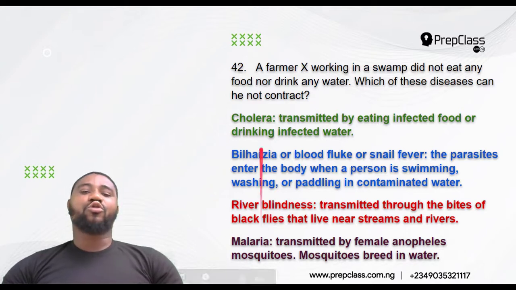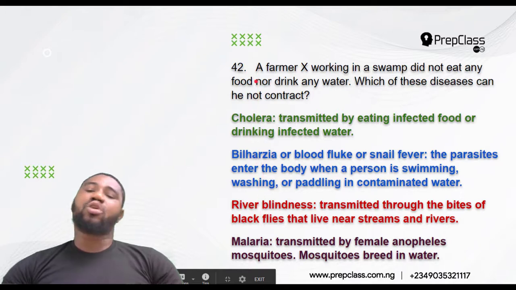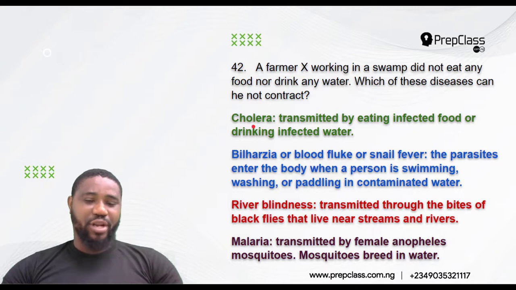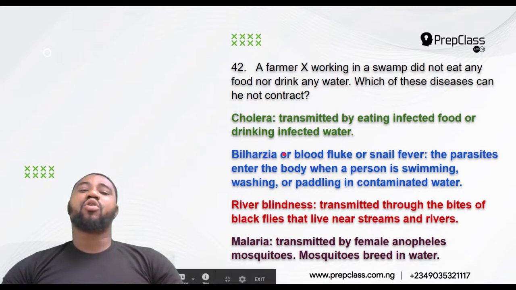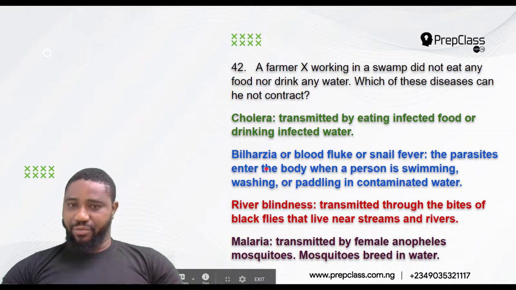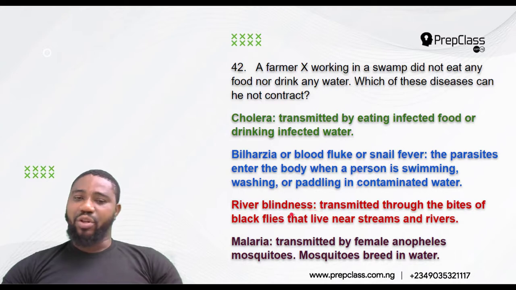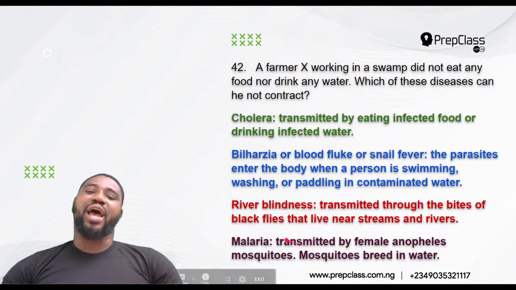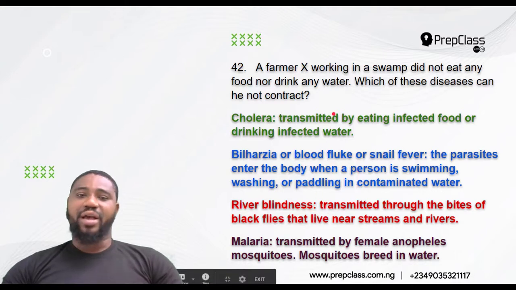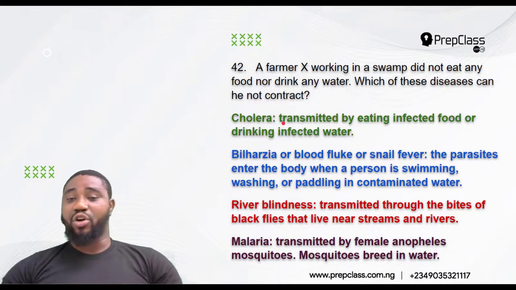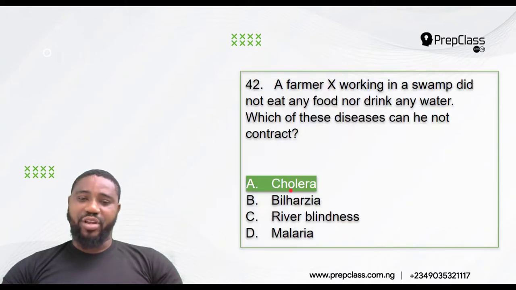Malaria. So out of all these diseases, the one that the man may not contract is cholera, so long as he neither eats nor drinks from that area. But with all these others, there's a possibility of him contracting them if the water is infected with snail fever, if the area has black flies, or if there are mosquitoes infected with what? Malaria. So the answer to this question is cholera. He may not contract cholera if he neither eats nor drinks. So the answer is cholera.